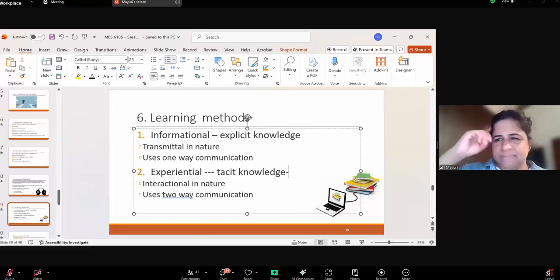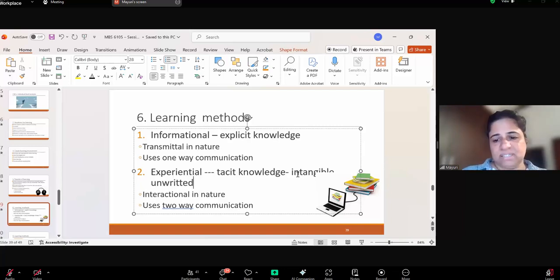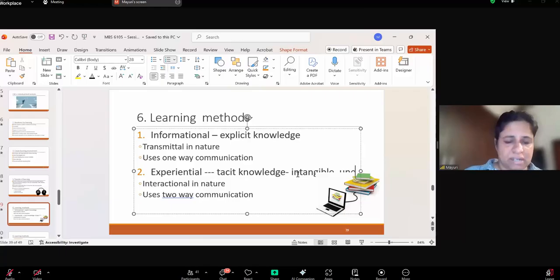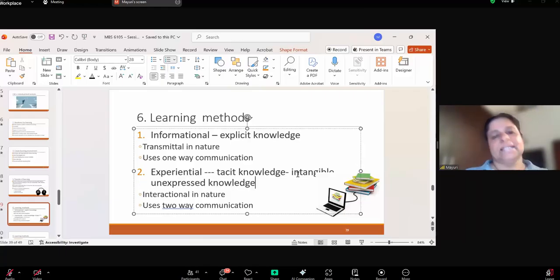Tacit knowledge, son, is intangible, unwritten knowledge. Intangible, unwritten, unexpressed. I would say unexpressed. You can't say it, you can't write it. Unexpressed knowledge. Right, so like that.